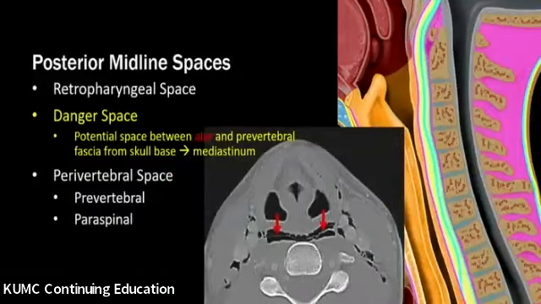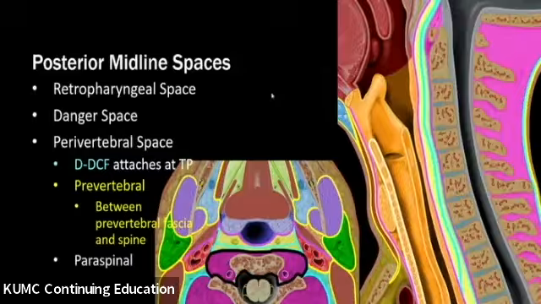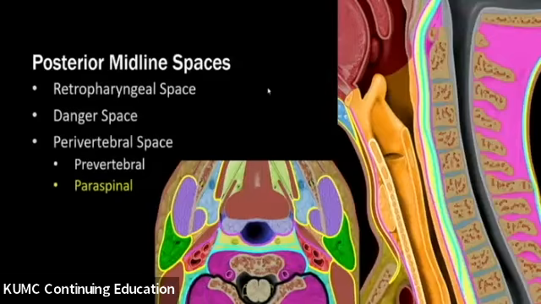This is just a graphic showing a patient with deep neck emphysema, the difference between the retropharyngeal space and the danger space on that thin slip of alar fascia. And then we have the perivertebral space, again encased with that deep layer of the deep cervical fascia. It sends a slip to the transverse processes, and that defines a space into anterior and posterior components, anteriorly being the prevertebral space, which is between that alar fascia, the prevertebral fascia and the spine, and then posteriorly the paraspinous space.